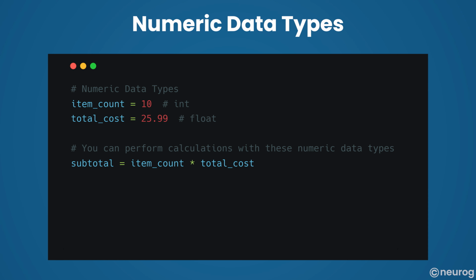Now let's see how we can use these numeric data types in Python. We start by defining item count as an int with the value 10 and total cost as a float with the value 25.99. You can also perform calculations with these numeric data types, like multiplying item count and total cost to get the subtotal.